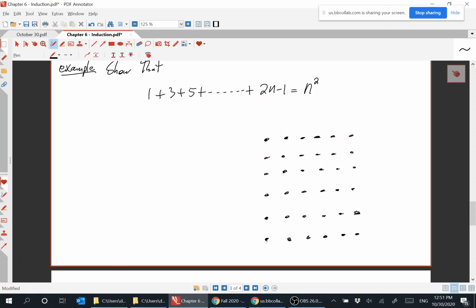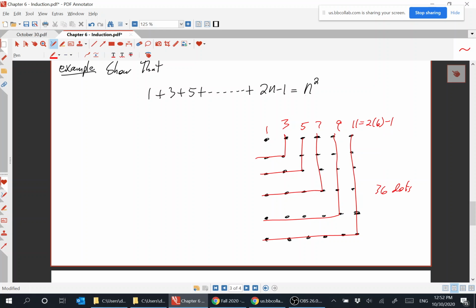Well, it should be equal to this, and it is. This is 1. There's 3. 5. Oops, 5. 7. 9. 11, equal to 2 times 6 minus 1. There's 36 dots. Neat, huh? You were right. That is a very pleasing one. Yeah, that's really nice proof.